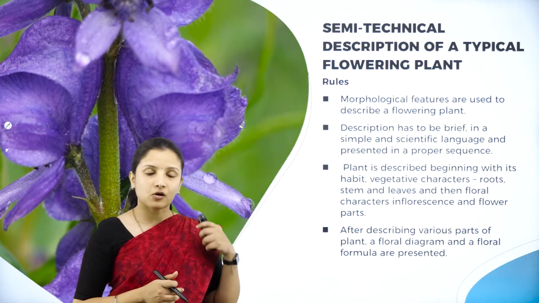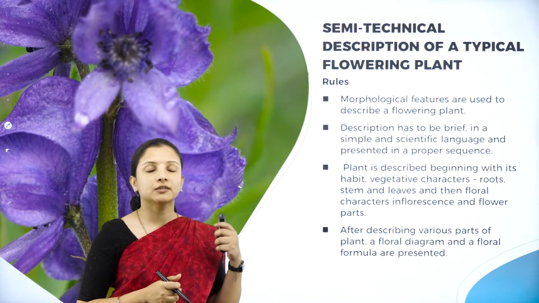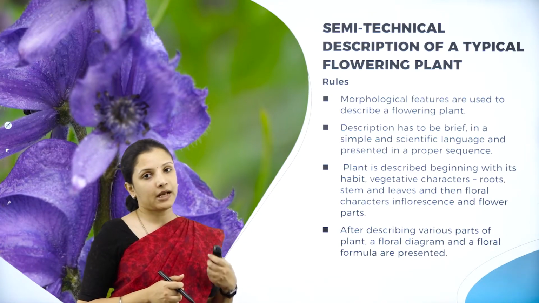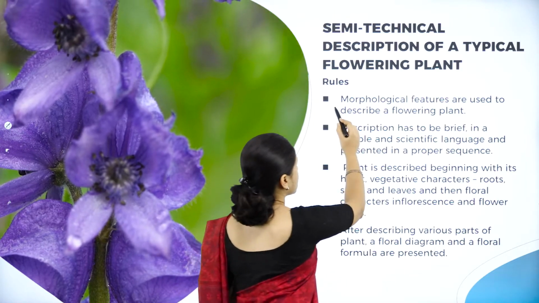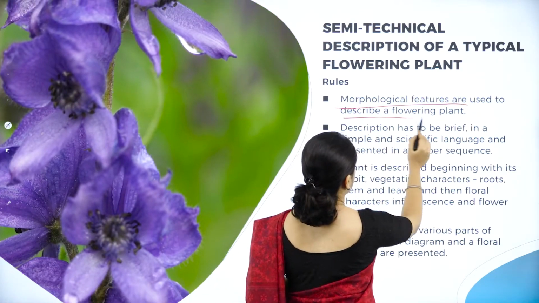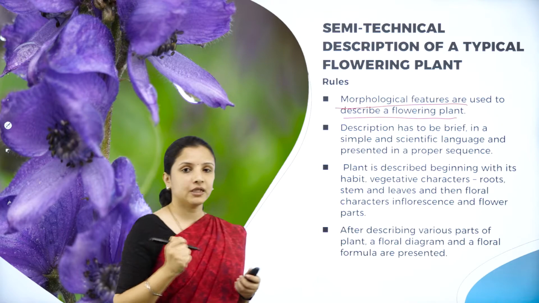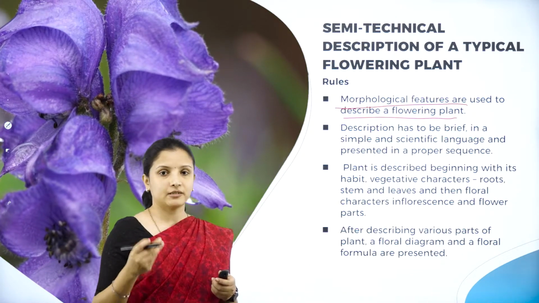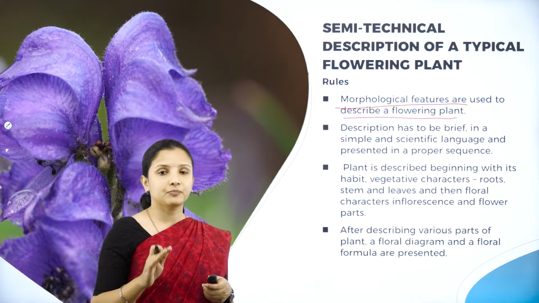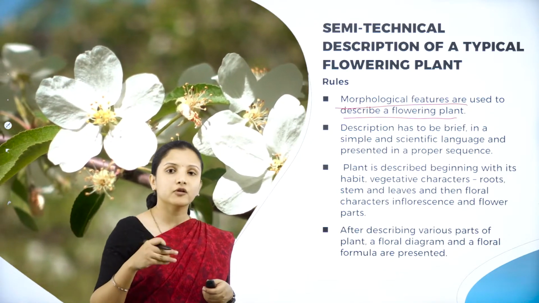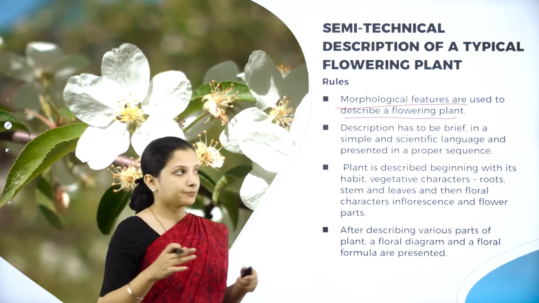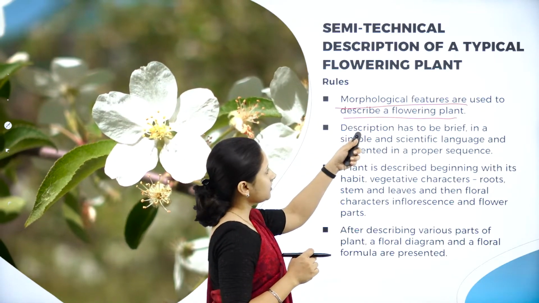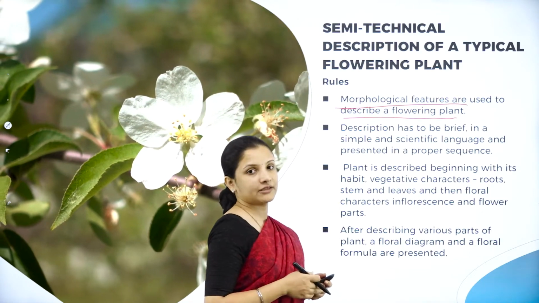So, based on morphological features only, the description or a symbol for a plant can be given. Morphological features are used to describe a plant. Say, for example, if I am talking about the calyx, I can write it as K or something else. So K will depict the morphology of the plant. Morphology of what? Maybe the corolla. So that is how. Next, the description has to be brief.